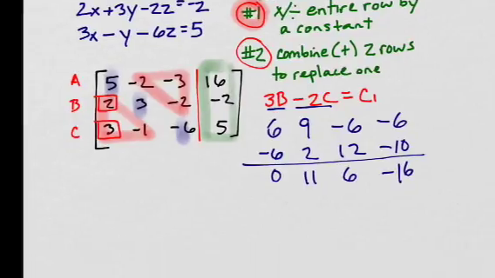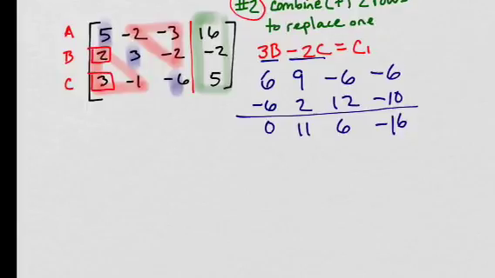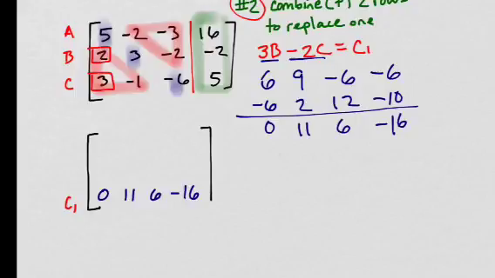Okay, well, I did that. Who cares? What was the purpose of that? Well, I said I'm going to replace the C row with that, and instead of actually erasing my C row, I'm just going to create a new one here. I'll call this matrix 1 to differentiate it from the first matrix, C1, and that row is going to be 0, 11, 6, negative 16.